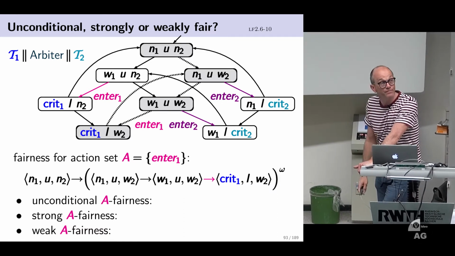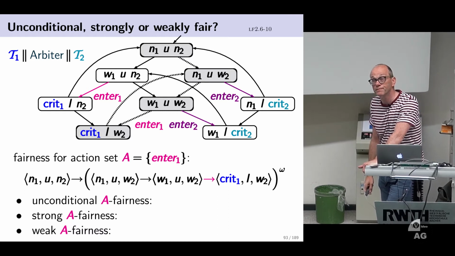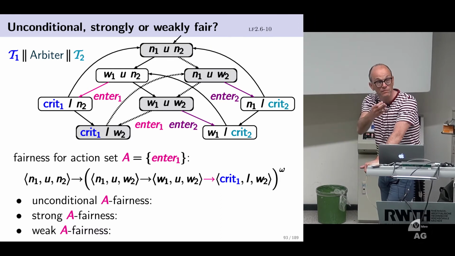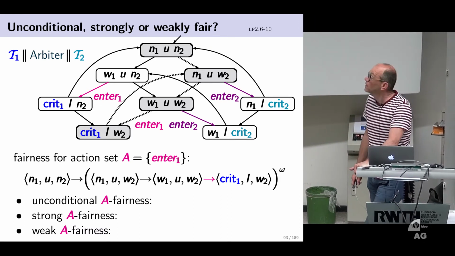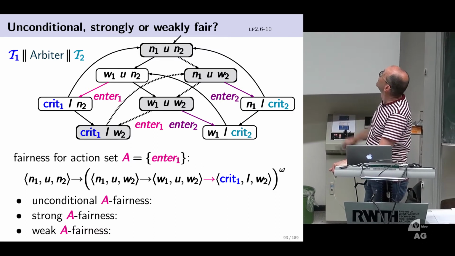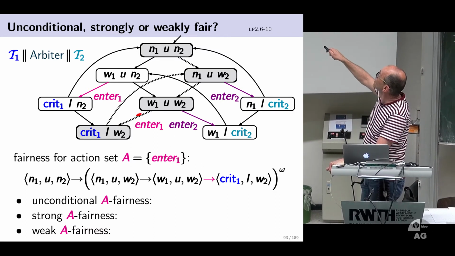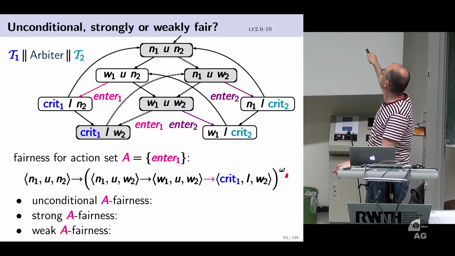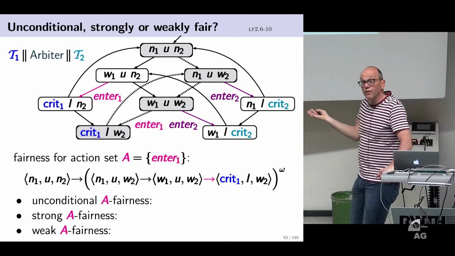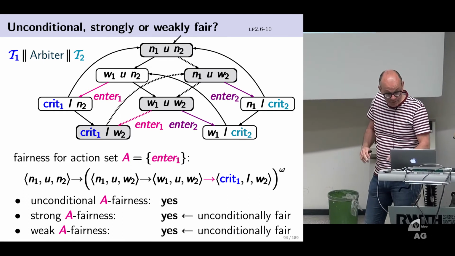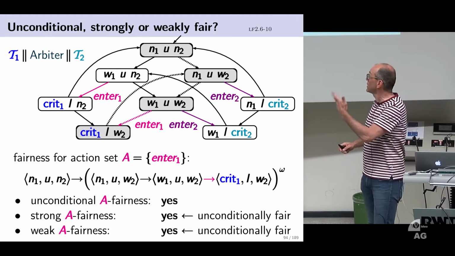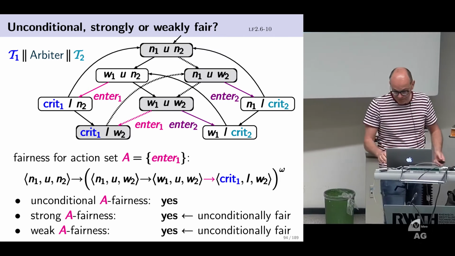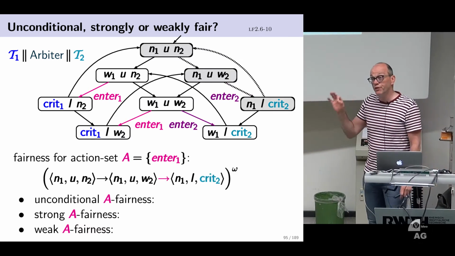So is this behavior unconditionally A fair? Any opinions? Exactly. So here you see a transition enter 1, right? So you take this cycle, you take this infinitely often, so you take this action infinitely often. So therefore it's unconditionally A fair. Then it's also strong A fair, and then it's also weak A fair. Yeah? Good. That's easy.